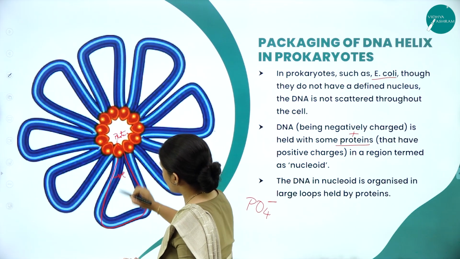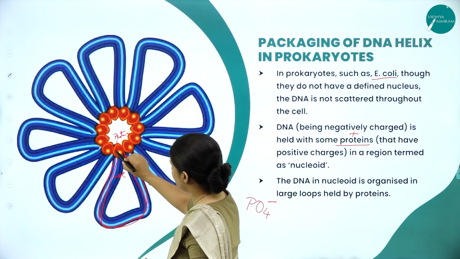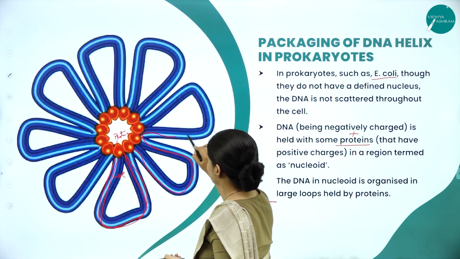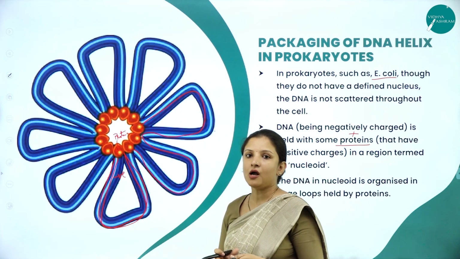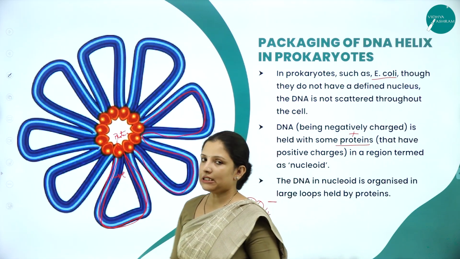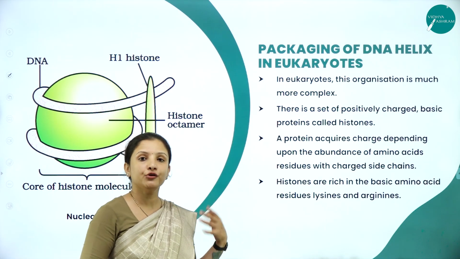DNA is negatively charged, with a negative backbone, which results in the formation of a coil towards the positively charged protein. So therefore, they form loop-like structures like this. This is how it is arranged in the case of a bacteria, especially in Escherichia coli, which we have taken as the example. Next, let's see how they are packaged in eukaryotes.